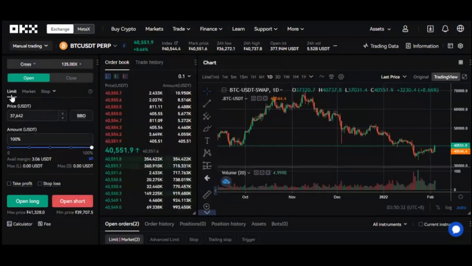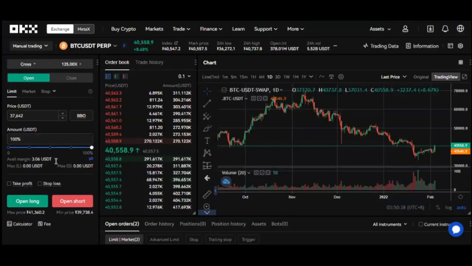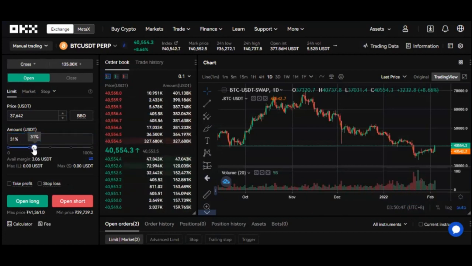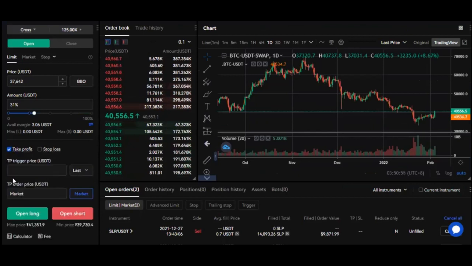After that, we want to trade. This is a long position, right? Okay, long position. We want to long the market using the open option here. So we put in our entry price. We put in the amount we want to trade with. Let me just use like 30% of our account balance. And then the next thing we want to do is go ahead and set our take profit and stop loss.